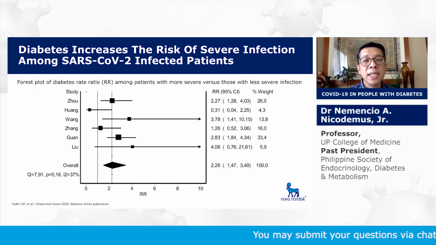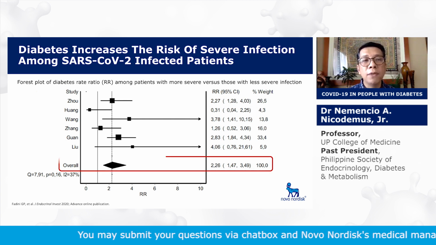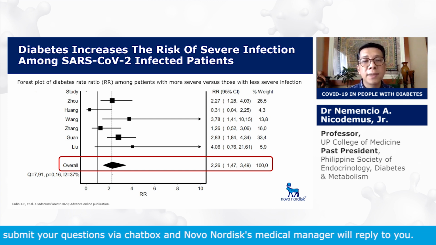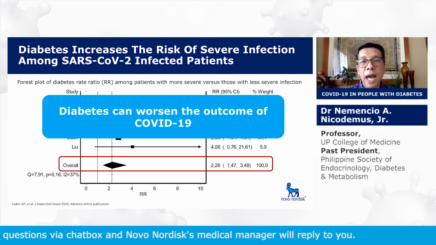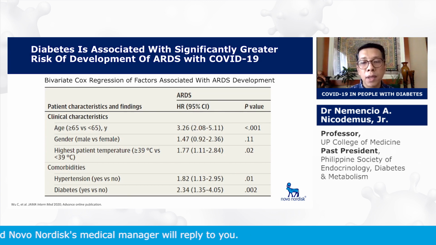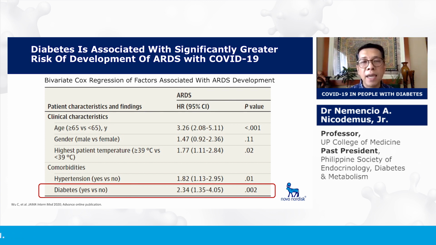The implication is seen in this meta-analysis where they were able to show that diabetes increases the risk of severe infection among patients with SARS-CoV-2 infection, and thus diabetes can worsen the outcome of COVID-19 by having overexpression of your ACE2. Furthermore, diabetes, as was shown in another study, is associated with significantly greater risk of developing ARDS. In fact, the hazards ratio is more than 200% increased.